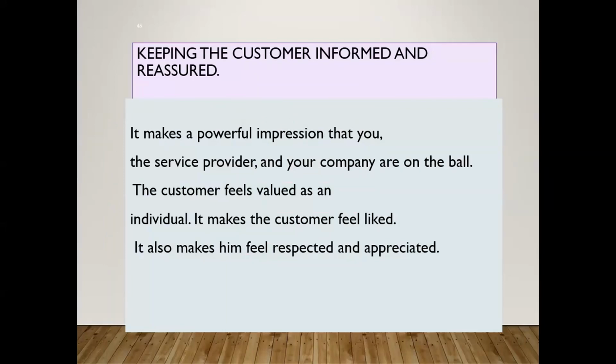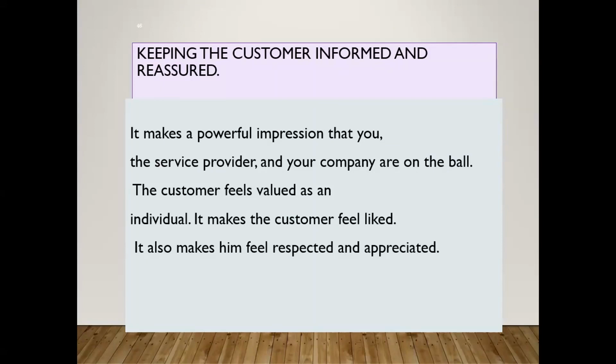Now, the customer has come in and complained, and you're now in the process of dealing with this complaint. It is important that you keep the customer informed and reassured, especially if the customer has to leave the location, goes to another location, and you promise to make phone calls or to send communication. It makes a powerful impression that you, the service provider, and your company are on the ball. It also ensures that the customer feels valued as an individual, and it makes the customer feel liked. It also makes him feel respected and appreciated.